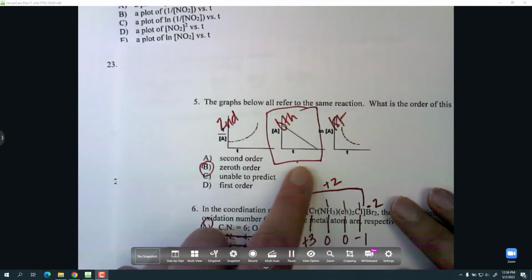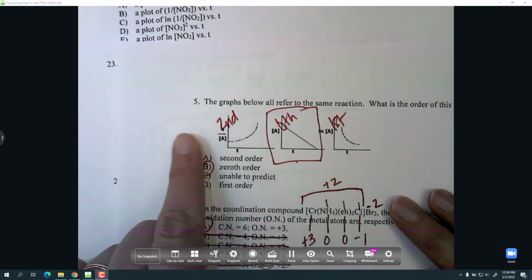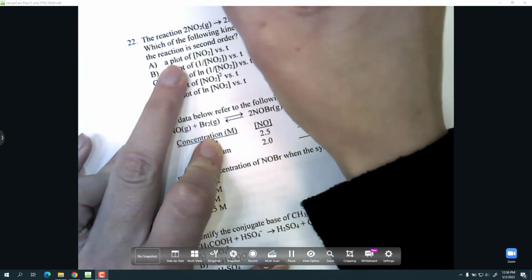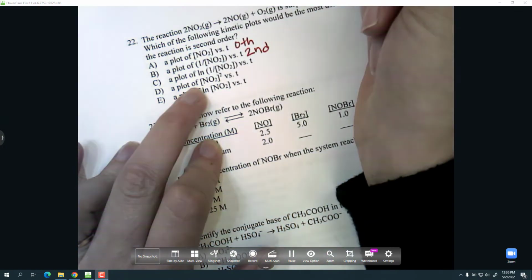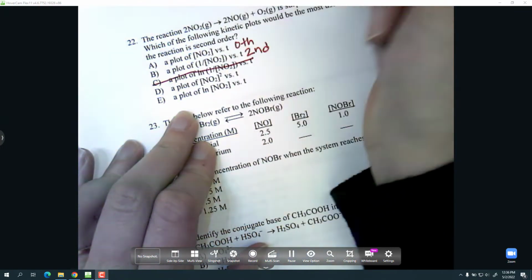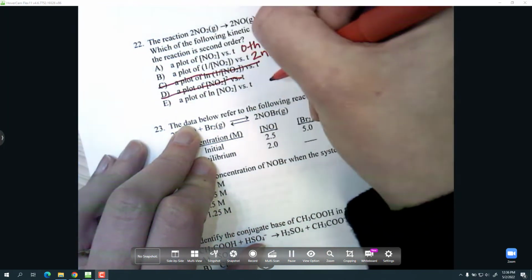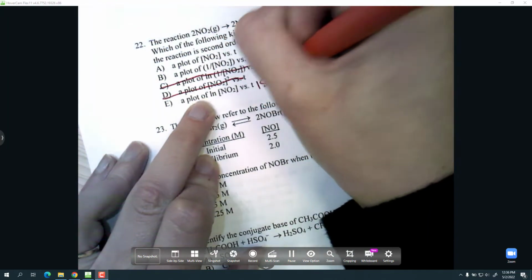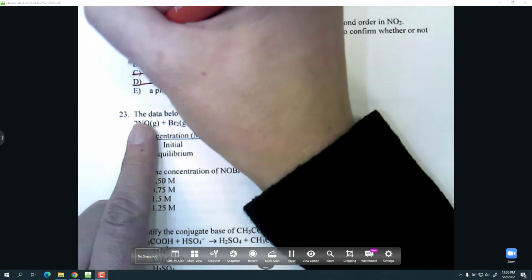Okay, so that's good. And then the plots are the only ones I care about ever: concentration, natural log of A, and 1 over A. So anything else. So here's the concentration versus time, that's 0th order. 1 over, that's second order. Natural log of 1 over, that's not a thing we talked about. NO, or whatever the thing is, NO2 in this case, squared, not a thing we talked about. Natural log of concentration, that's first order. So C and D are never going to be correct. And this is asking about second order, so that would be B.